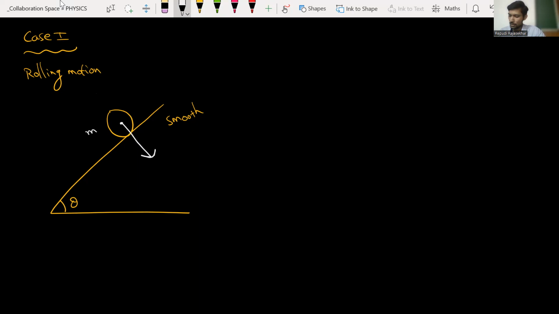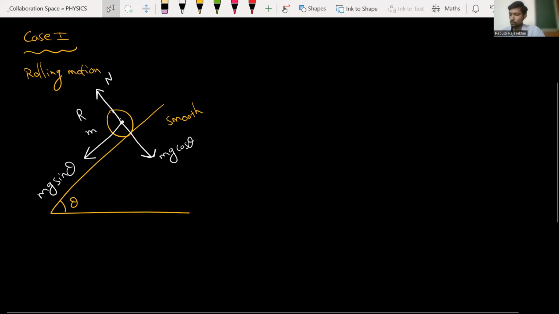Perpendicular to the inclined plane, mg cos theta is acting. Along the inclined plane, mg sin theta is acting. So I have resolved this force into components: perpendicular mg cos theta and along the inclined plane mg sin theta. Now let us take the radius of this cylindrical object as capital R. Now this inclined plane applies some force called the normal force, because the object and the inclined surface are both in contact. So the normal force acts here.